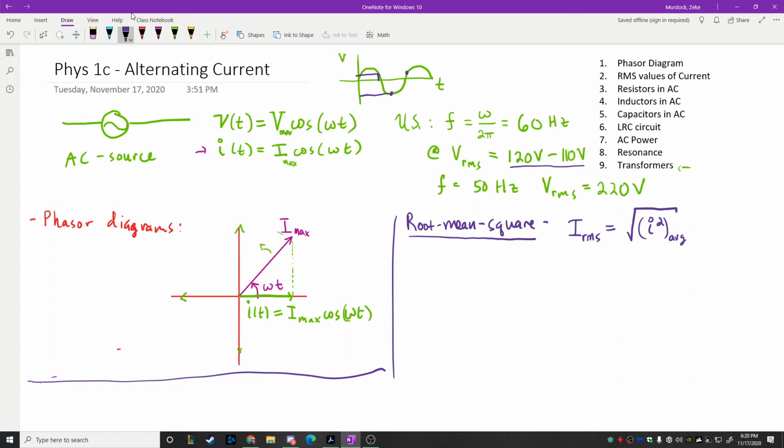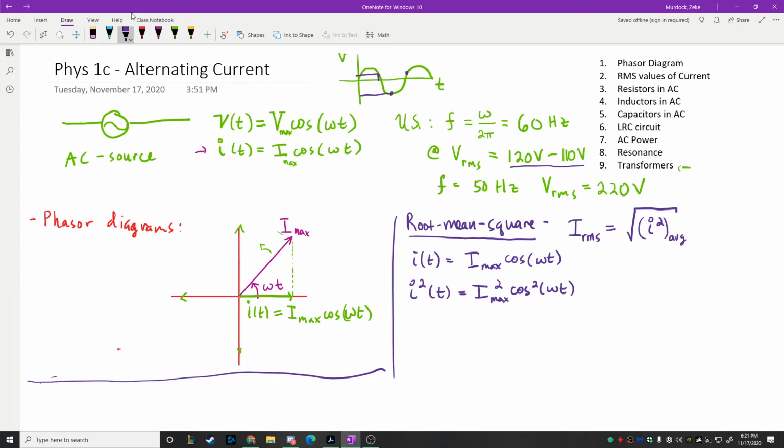All right. So what's that going to look like in this case? We can actually work it out because we know the current as a function of time is basically Imax multiplied by the cosine of omega t. We could use cosine or sine here, it doesn't really matter. Then if we square this function, that's really easy to do. So I squared is going to be the maximum current in the system squared, multiplied by cosine squared of omega t. And now what we want to do is average this function.